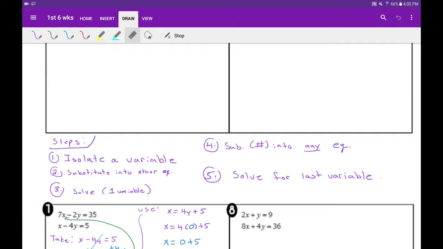For the most part, you're going to isolate a variable, then you're going to substitute that equation you just isolated into the other equation. Then you solve for the first variable. It could be either the x or the y. Okay. Once that variable is solved for, you're then going to substitute it into any equation, because by that time you'll have a number for that variable, and then you'll solve for the other variable, and then you have both variables solved. Okay, so let's give this a try here.